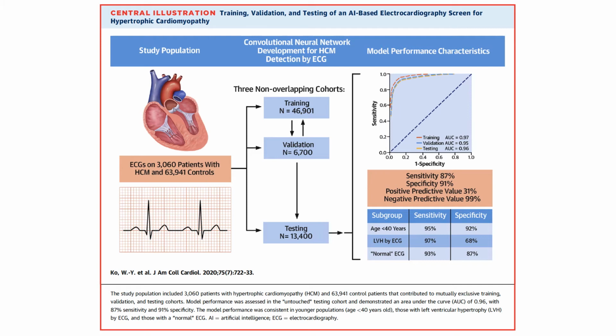In conclusion, this model performance was consistent in younger population, those with left ventricular hypertrophy by ECG, and those with a normal ECG. A deep learning algorithm that incorporates ECG data can accurately identify patients with HCM across a range of subgroups, including those with normal ECG or LVH patterns, particularly in young patients.